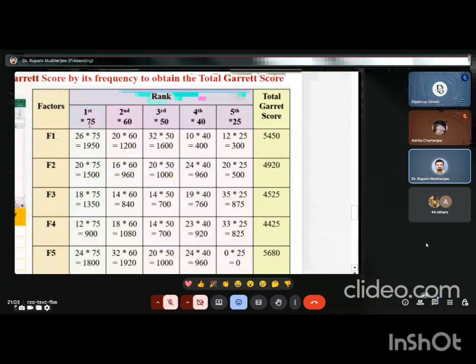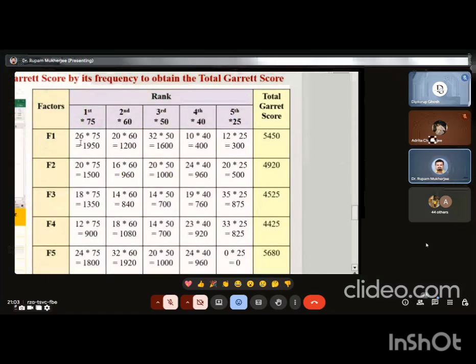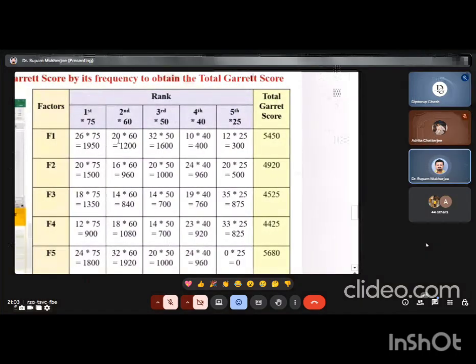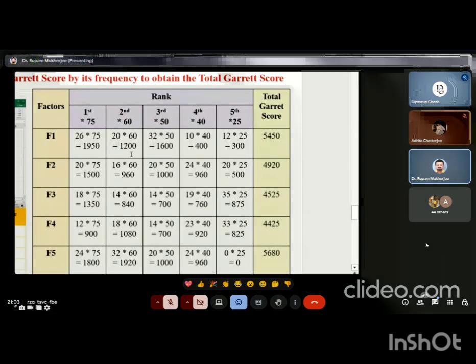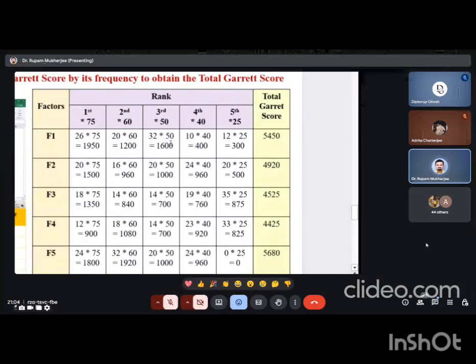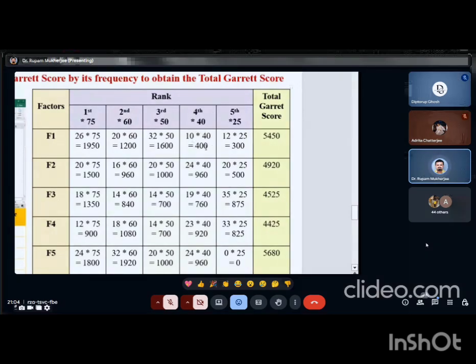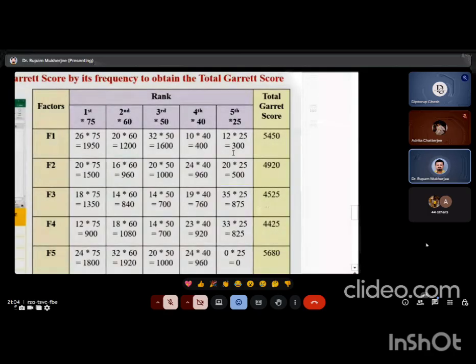Now this 26 is going to be multiplied by 75, because first rank corresponds to the Garrett score of 75. So 26 into 75 gives me 1950. For the second rank, how many candidates have made this choice? 20. It will be multiplied by 60, my Garrett score, so 20 into 60 means 1200. The third rank was mentioned by 32, and the corresponding Garrett score is 50, so 32 into 50 means 1600. For the fourth rank, 10 people said so, and the corresponding Garrett weight is 40, so 10 into 40 means 400. Similarly for fifth, it is 300.